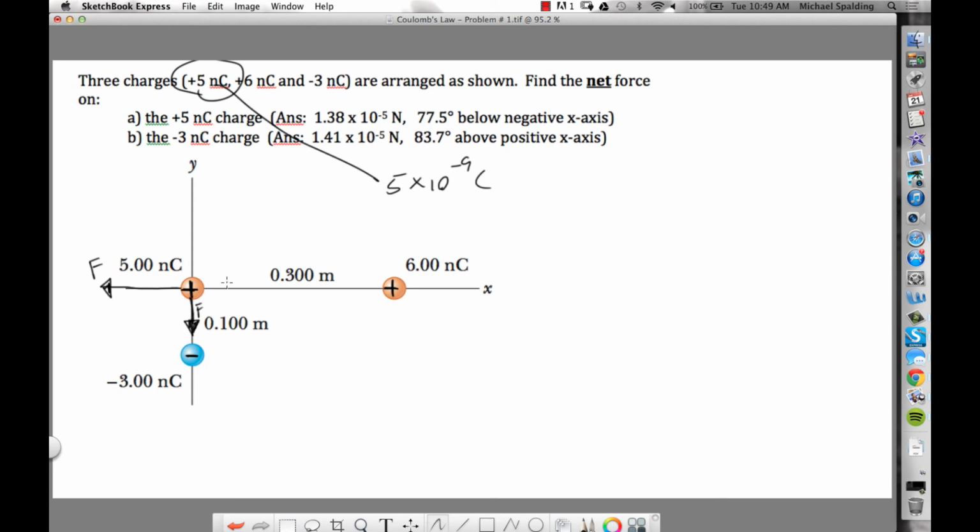So the first thing you've got to do here is find out what these forces are. What's this force and what's that force? Now, how are you going to find out what that force is?